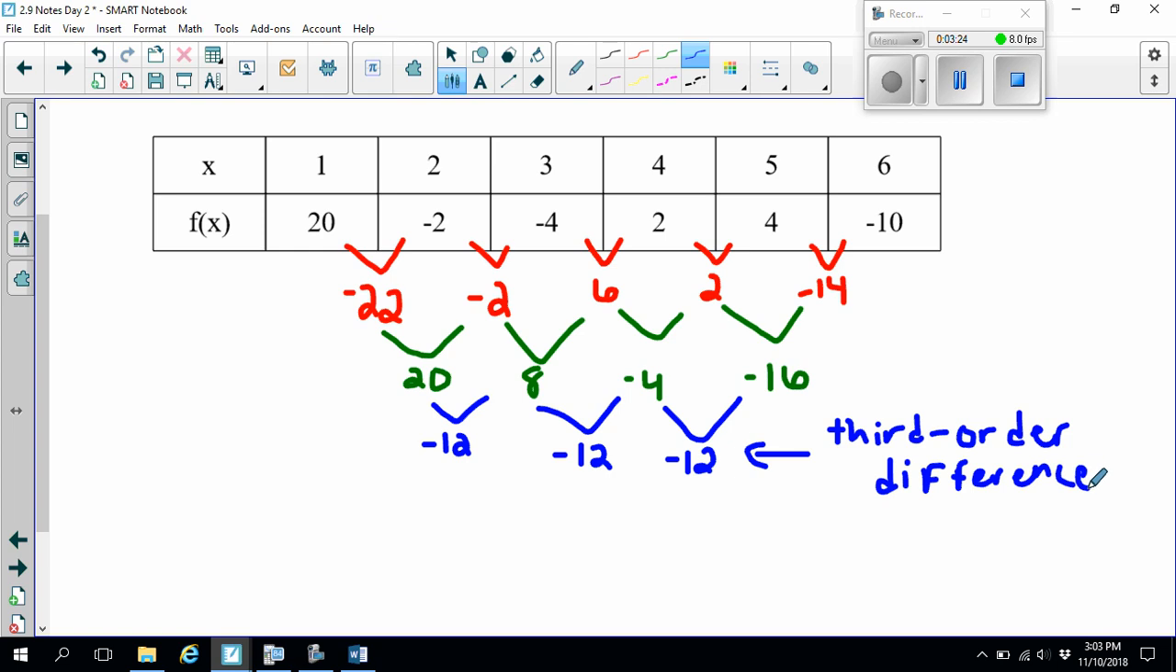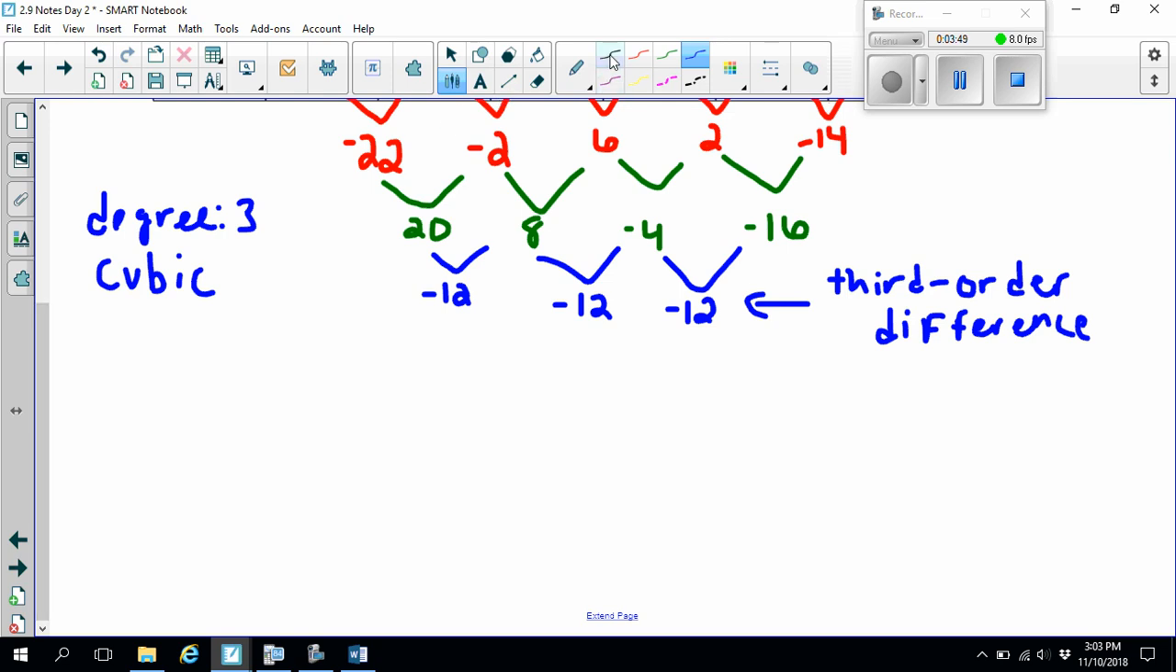So our degree is going to be 3. So we're going to have a cubic function. So now we did our first part of using finite differences. Now we have to write a system of equations to find this cubic function here.